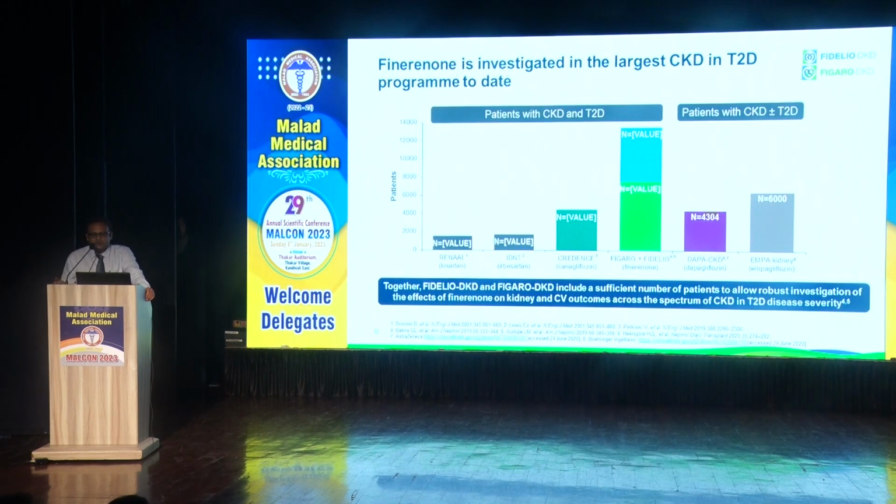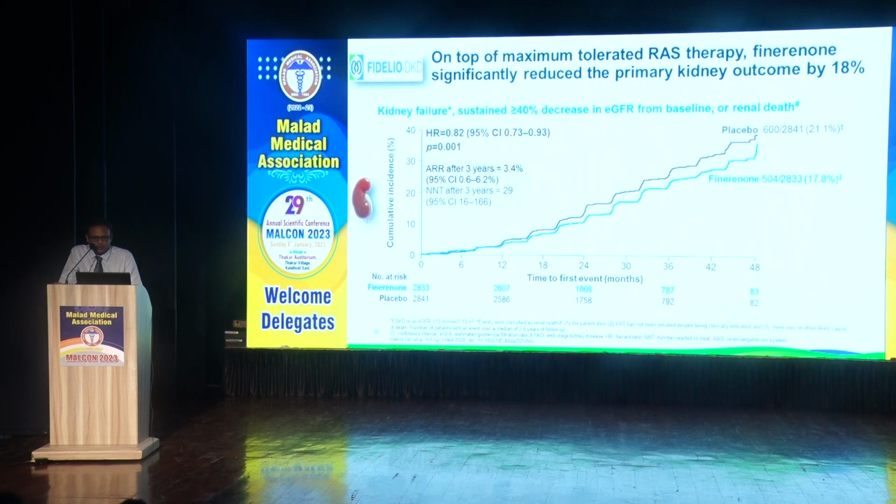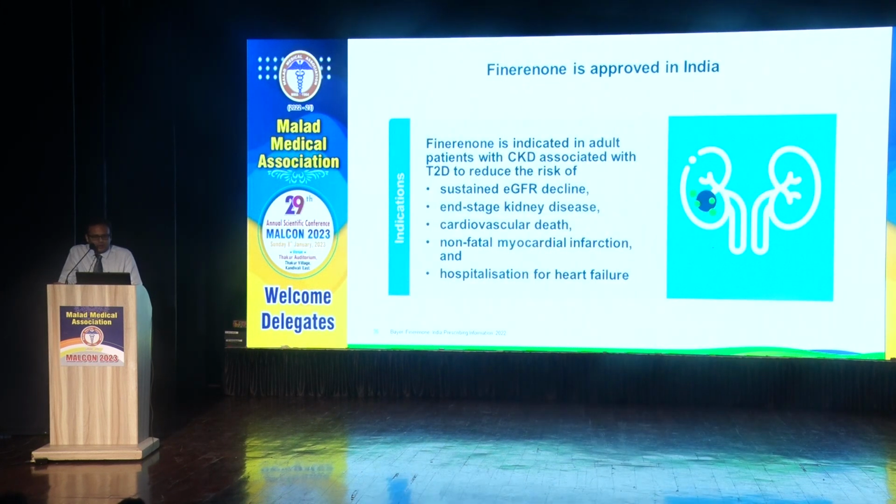In terms of trial data, finerenone has the maximum data in terms of number of patients in randomized controlled trials. Finerenone is already approved in India and is mainly for diabetic kidney disease, not for hypertension and CKD. SGLT2 inhibitor is for diabetic as well as non-diabetic CKD. So if you have a patient with chronic kidney disease and even if he doesn't have diabetes, you can still put them on SGLT2 inhibitors.